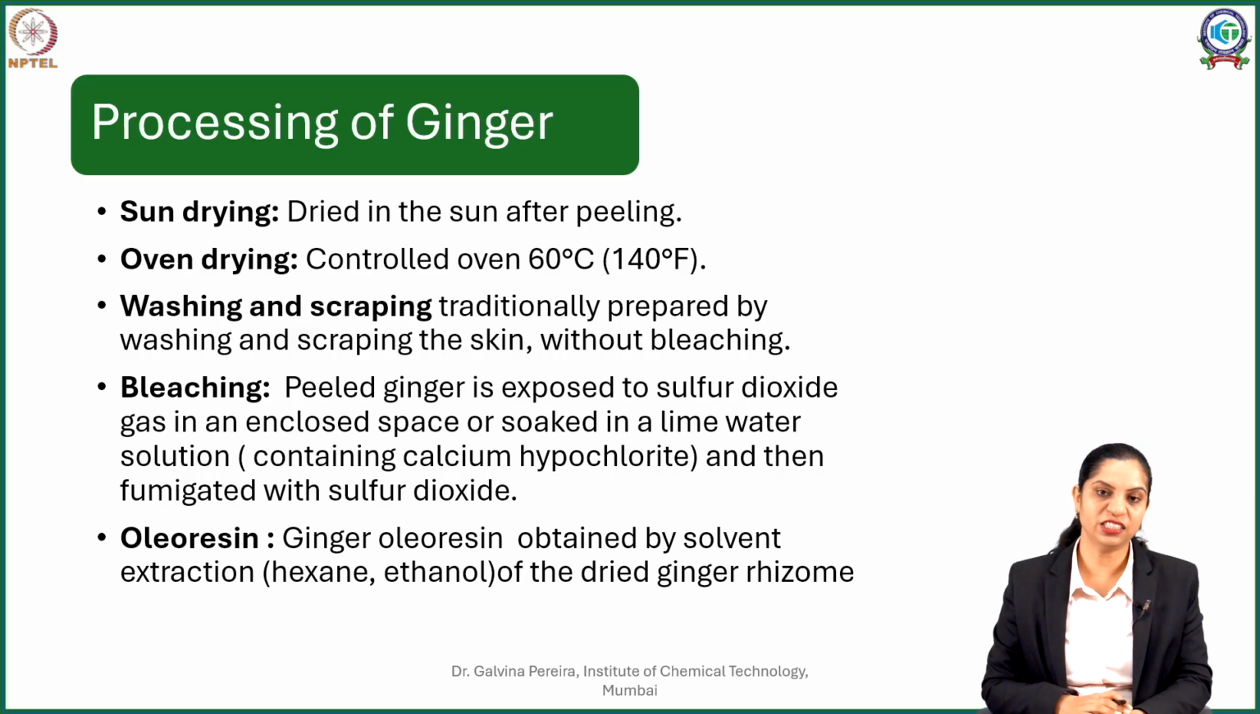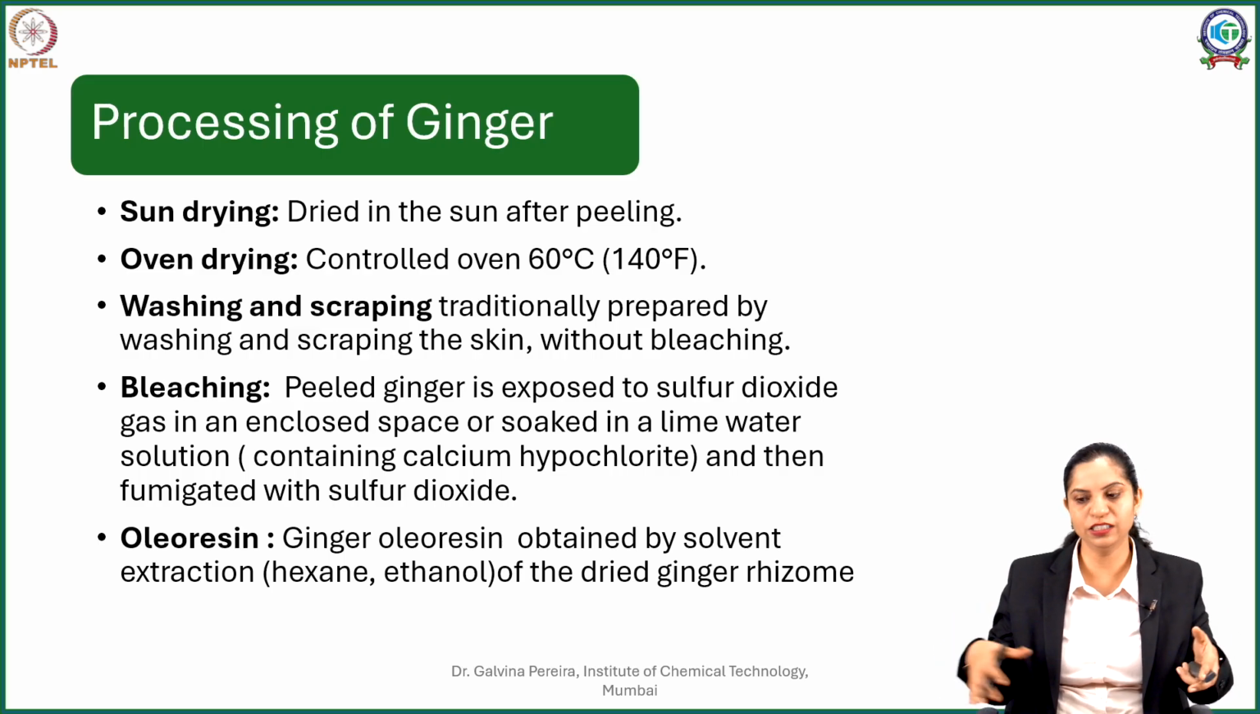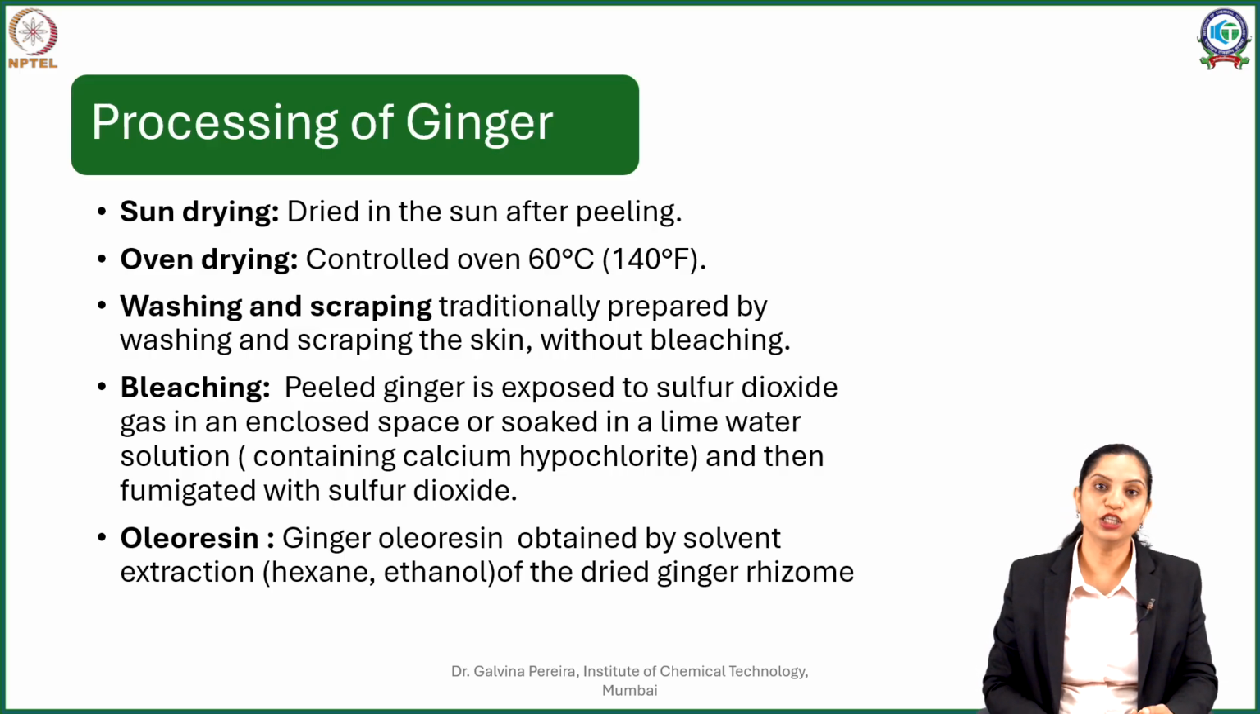So the fumigation is done mostly with sulfur dioxide gas, in a very enclosed container space, so that the gas stays for a while and permeates inside the ginger. This also prevents the growth of bacteria, fungus, molds on the surface, as well as prevents any growth thereafter. So you can lime it, you can bleach it with your sulfur dioxide, or you can have a combination of both, that is fumigate it with sulfur dioxide and subsequently dry it, lime it and save it.